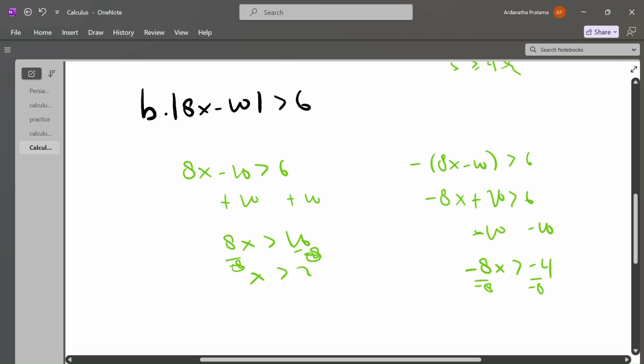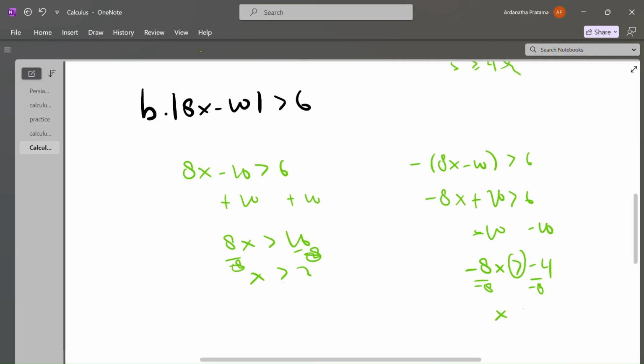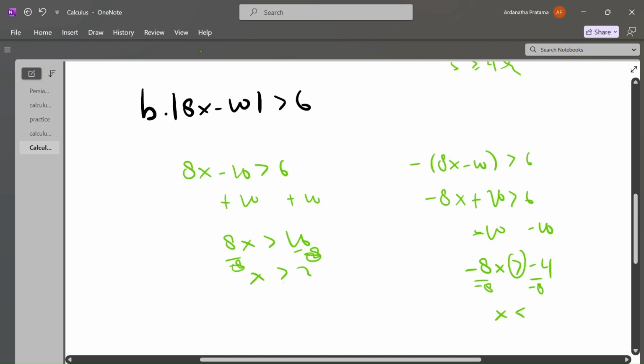So we divide by minus 8 on both sides. So this sign will change its direction. So we got x is less than a half. Alright, so we got these two ranges of solution.